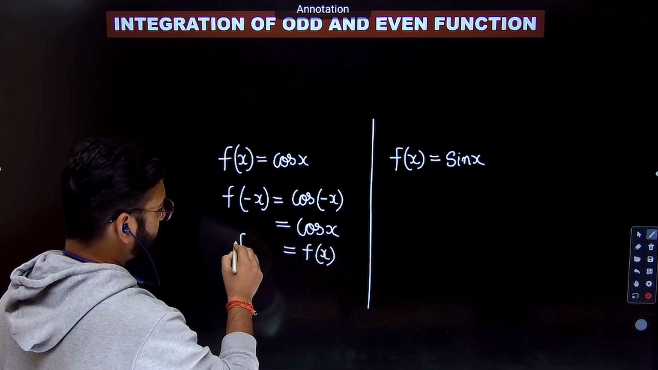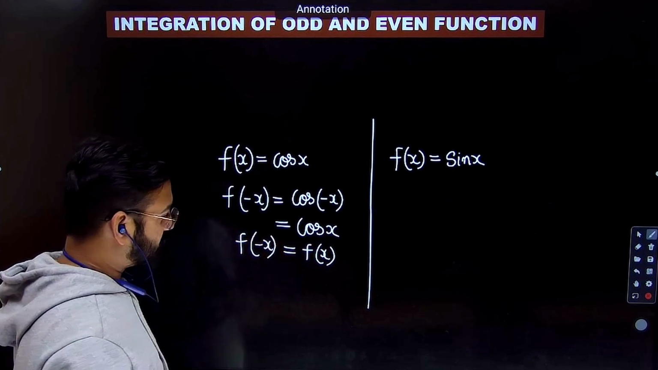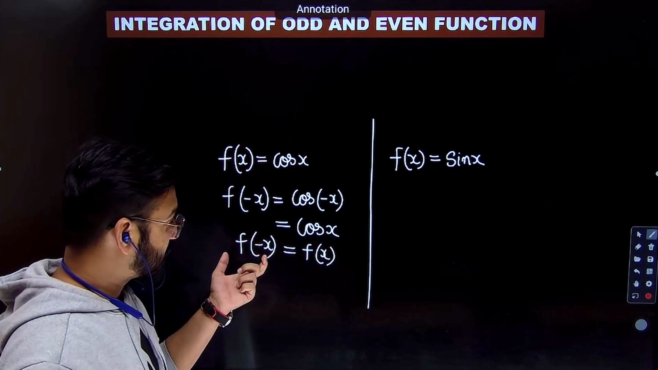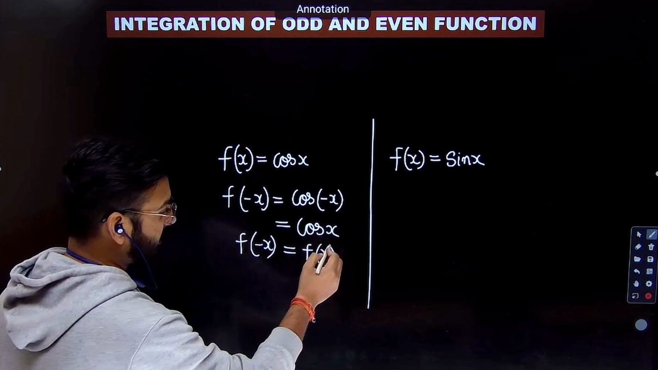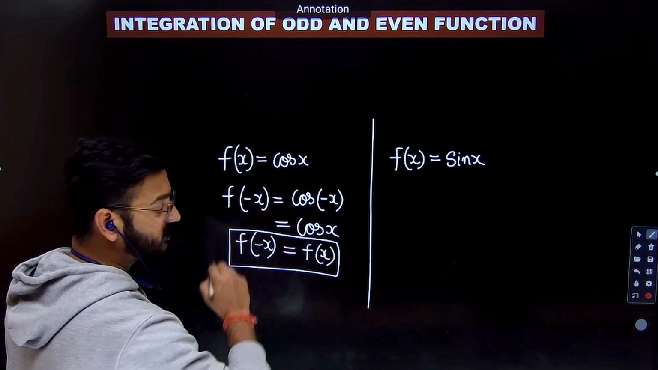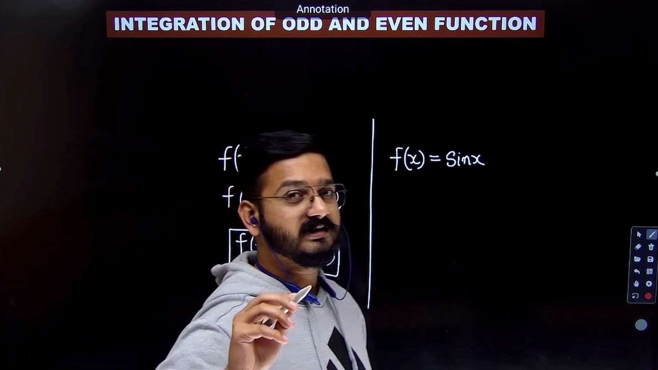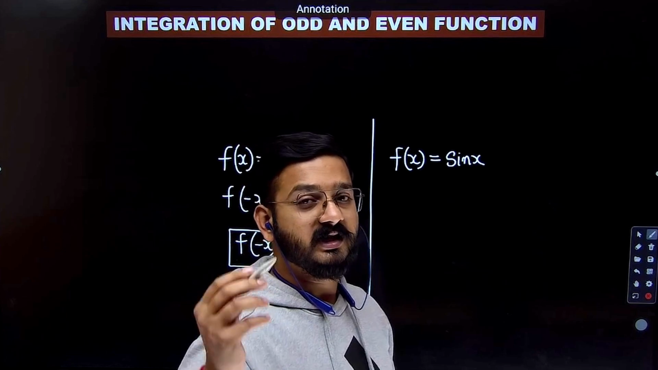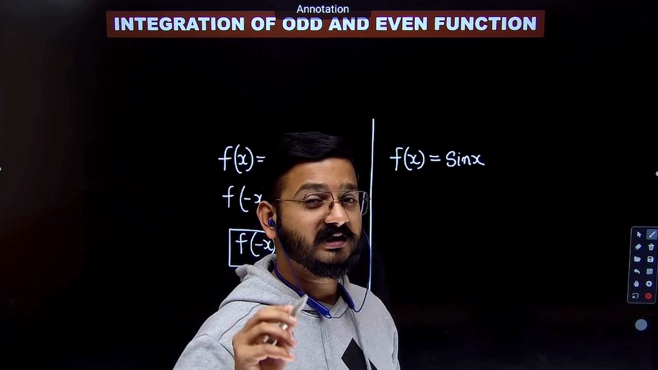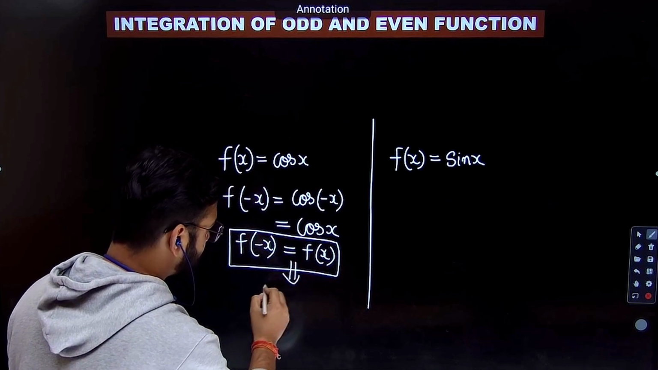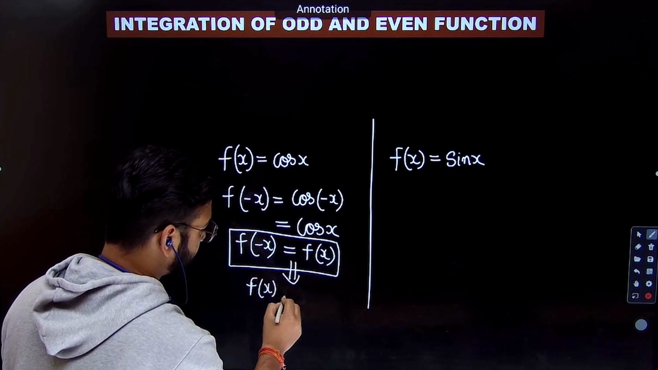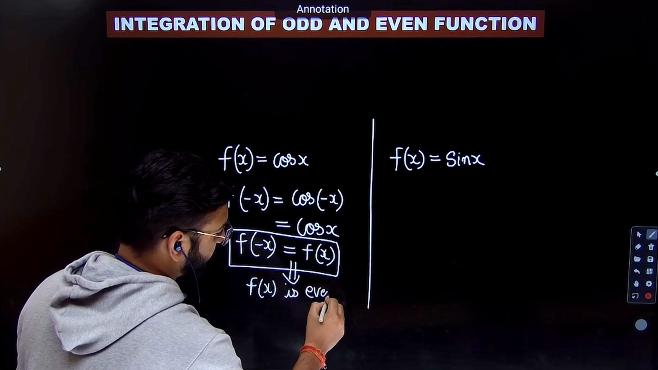So the logic you understand from here is that f of minus x is the same as the original function f of x. And whenever this condition holds true, whenever f of minus x is equal to f of x, it means our function is an even function. It implies that f of x is an even function.